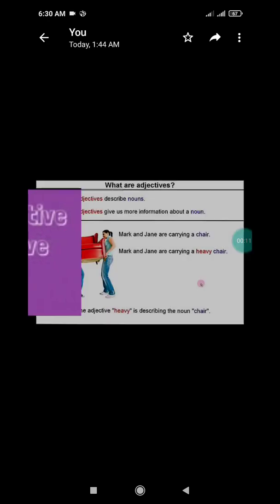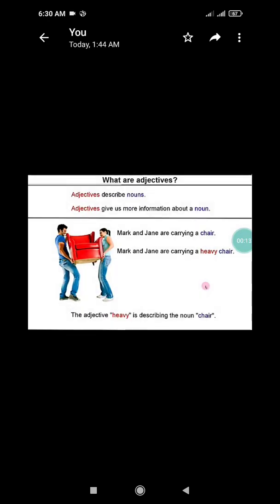First of all, we must know the meaning of adjective and understand what an adjective is. What are adjectives? Well, an adjective describes a noun. Adjectives give us more information about a noun.